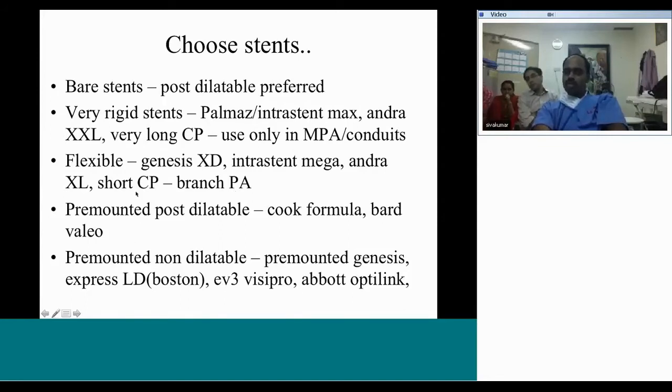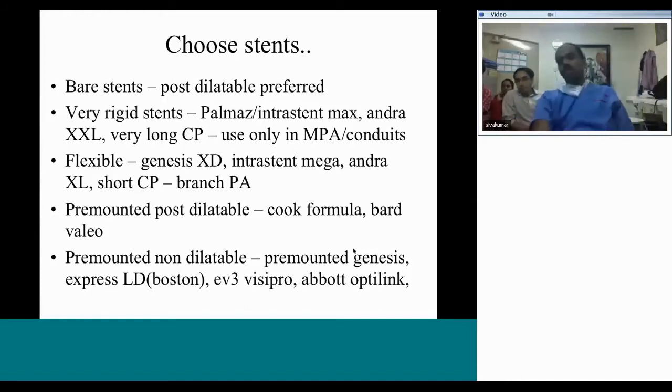Then there are pre-mounted post-dilatable stents. That means the stent will come with a balloon, but they can be post-dilated, like the Cook Formula stent or Bard Valeo stent. Bard is also now taken over by Edwards, and so it's called Edwards Valeo stent. There are certain pre-mounted non-dilatable stents which are freely available everywhere. You will go and pick up all these stents in the cath lab, every hospital. They are pre-mounted Genesis stents, Express LD from Boston Scientific, EV3 Visipro, Abbott Omnilink. These stents can never be post-dilated. So if you are putting in an 8 mm, 9 mm stent, you will never be able to dilate. And these children are stuck for their life. The reason why these are kept in the cath labs are for some iliac interventions, subclavian interventions and all.